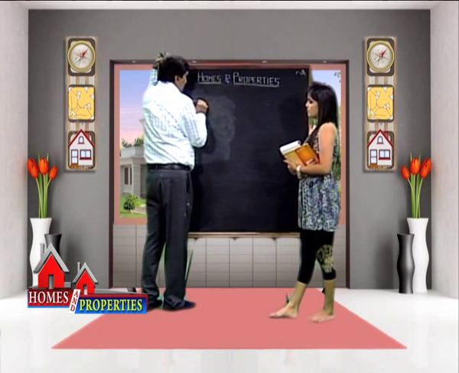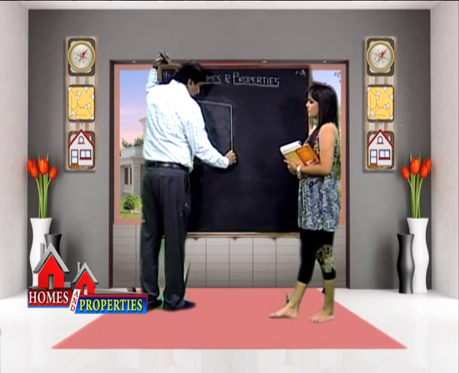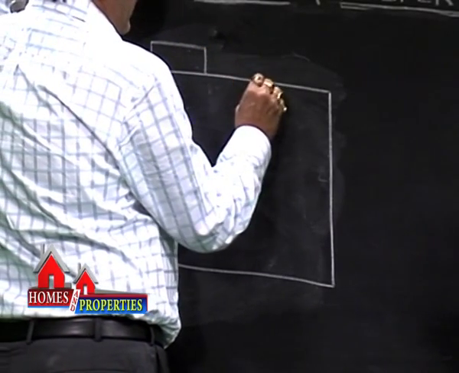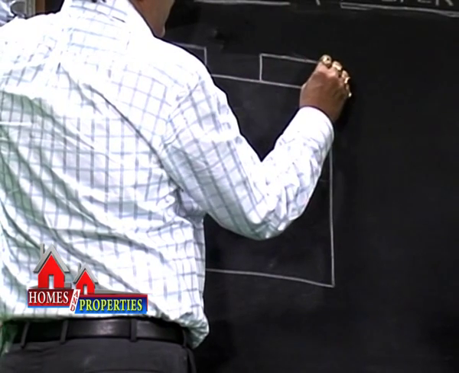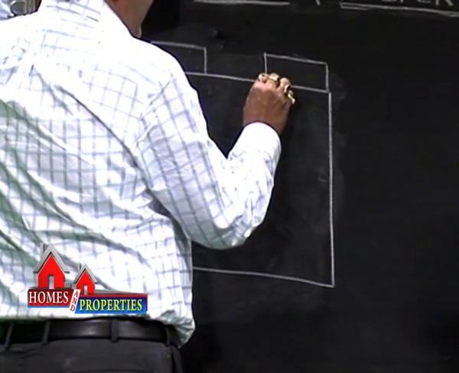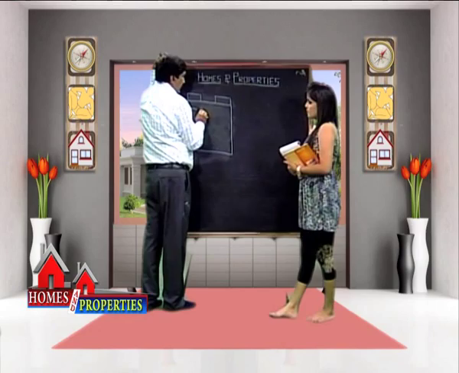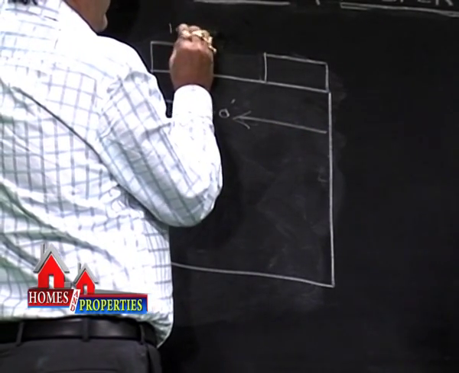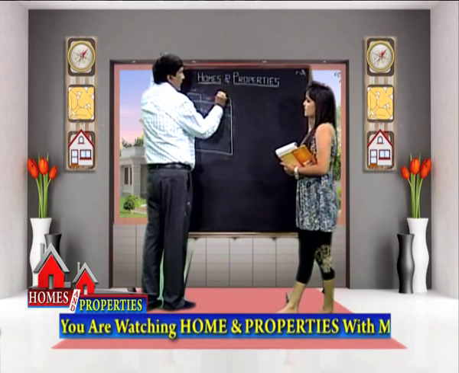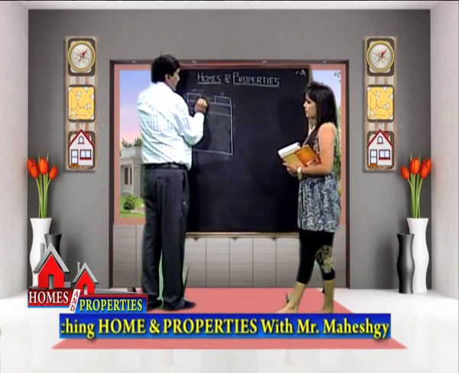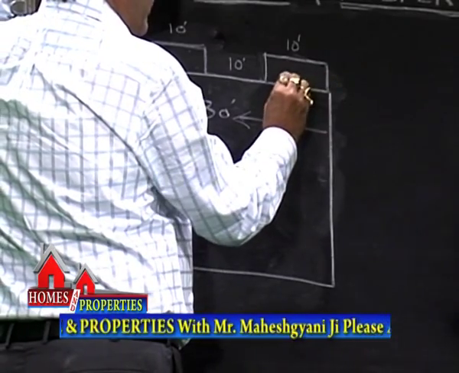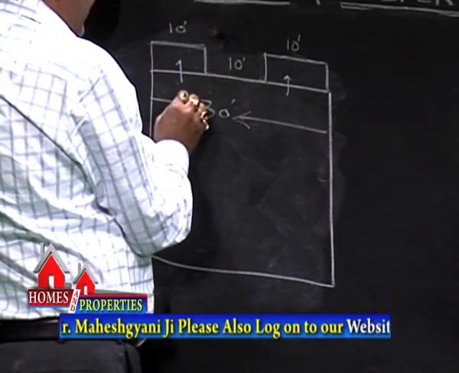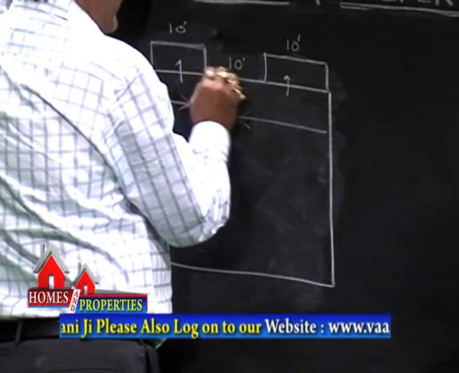Supposing this is your house, and on the first floor you have this as a balcony and you have this as a balcony. Now if this is 30 feet, then this has to be 10 feet, 10 feet and 10 feet. There is a geometry to this, and this is a balcony. You get me? So what you see is that there is a geometry to this.